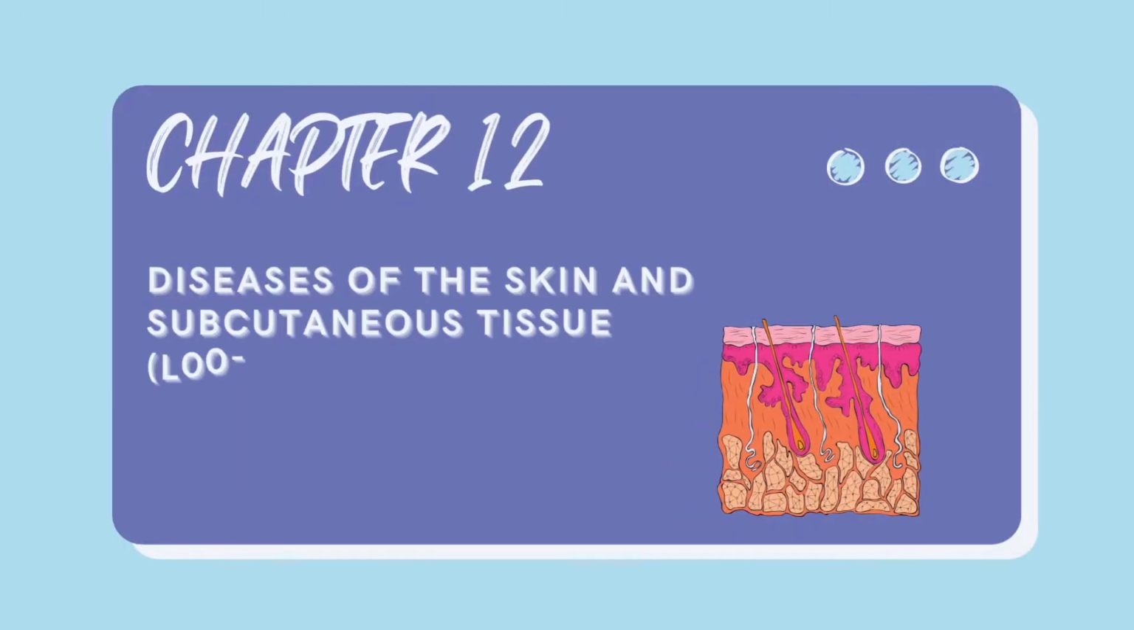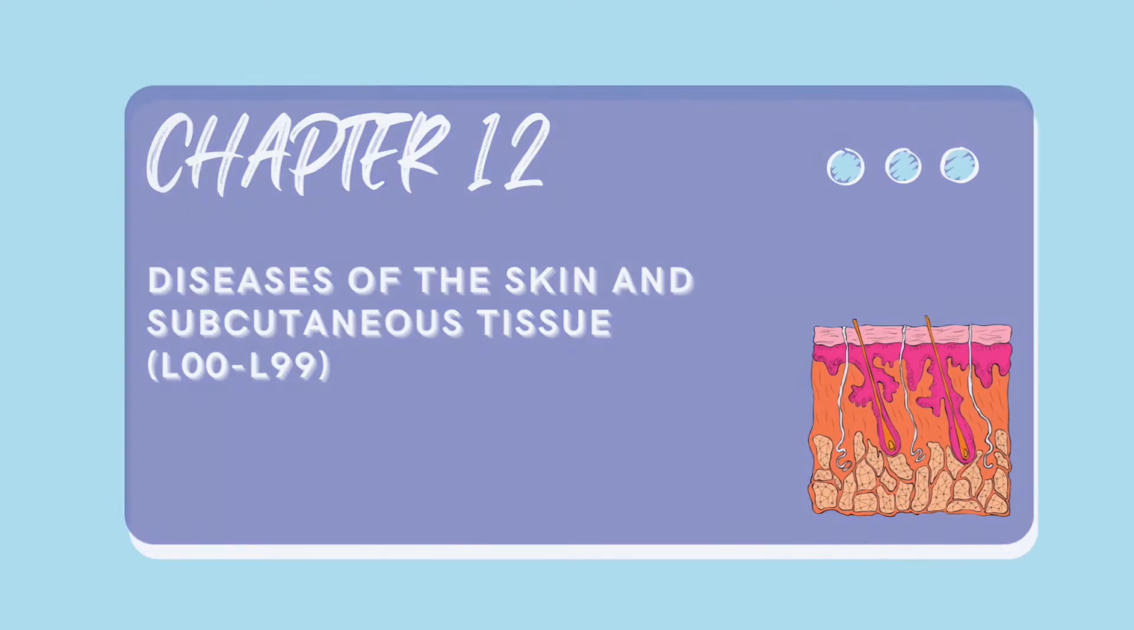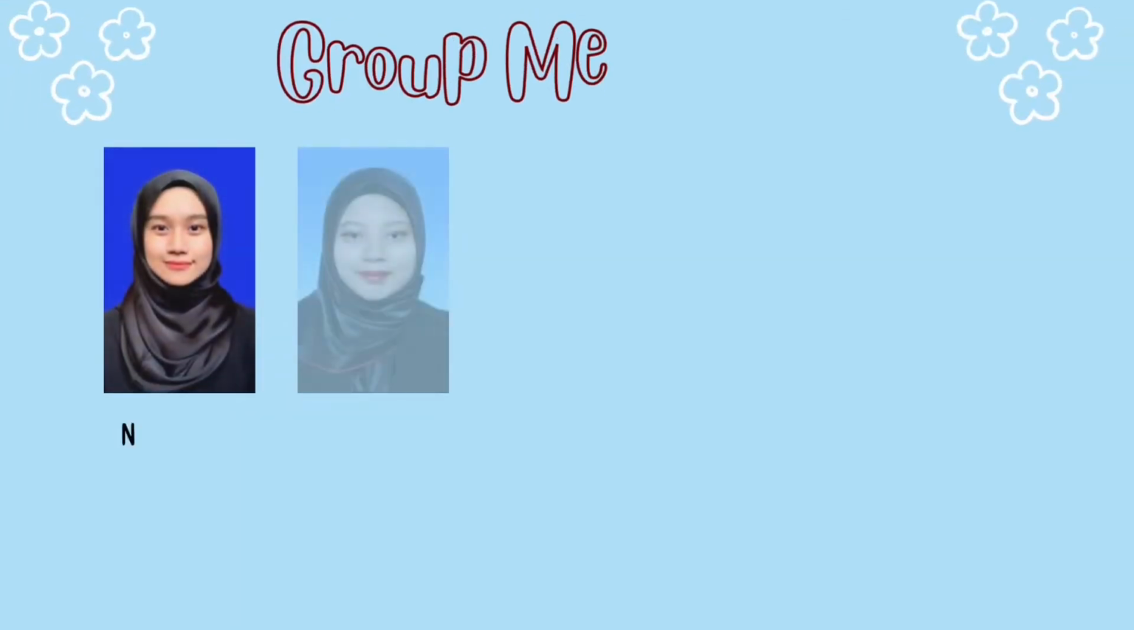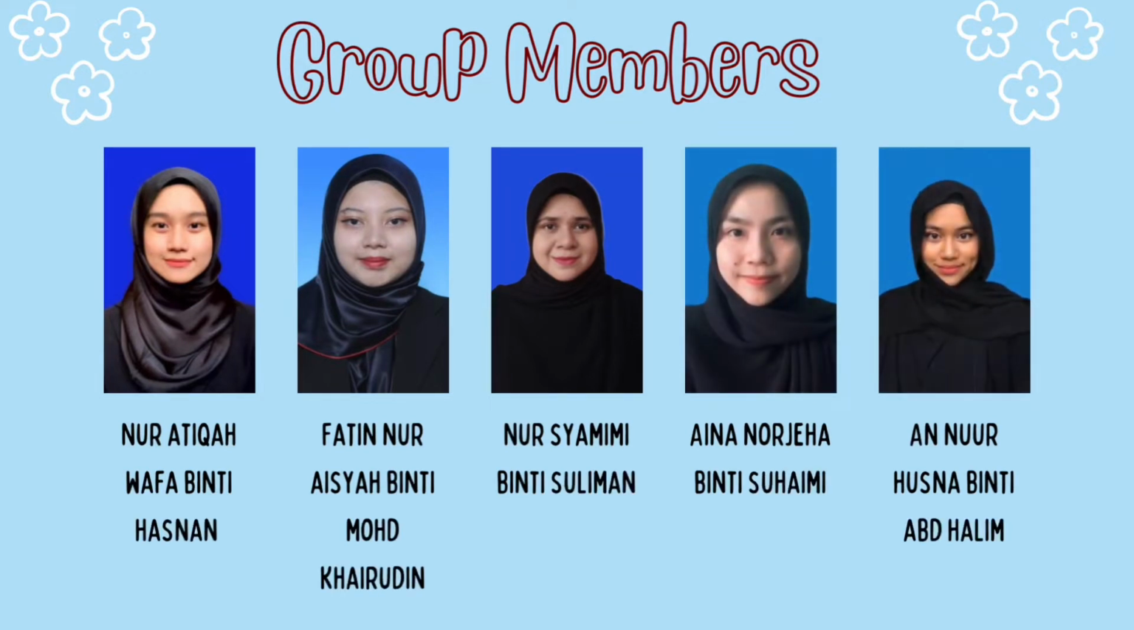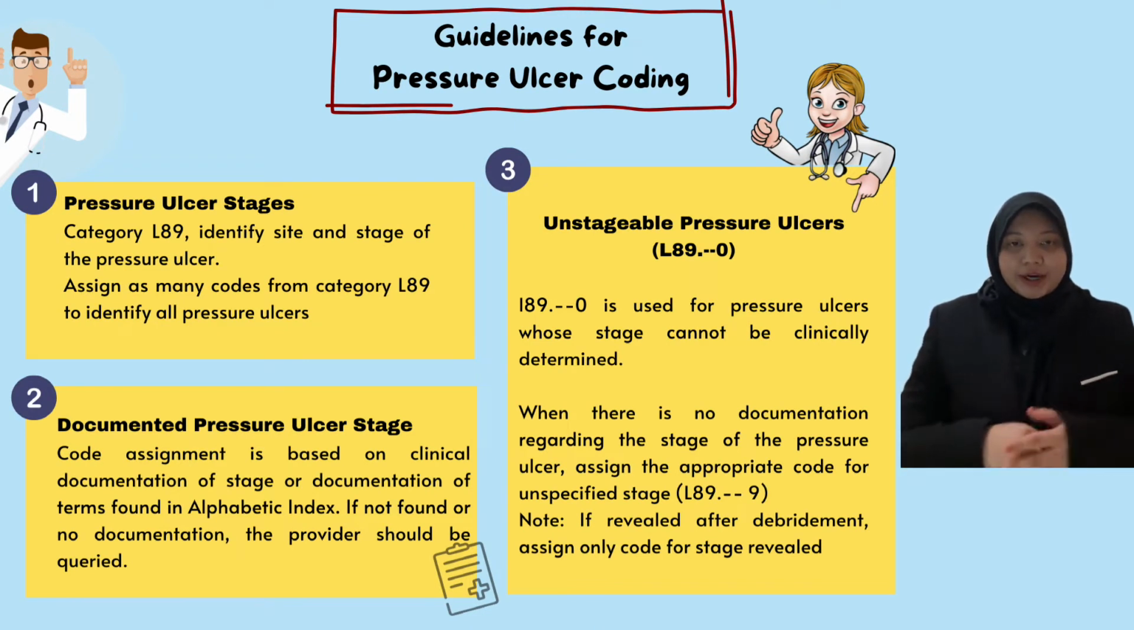Chapter 12: The gist of the skin and subcutaneous tissue. I am Fatin Aisha, and I will explain about Chapter 12: Disease of the skin and subcutaneous tissue, S0 to L99.